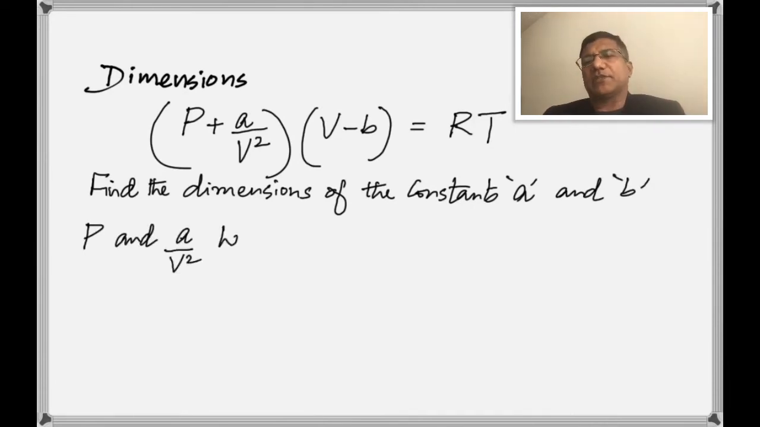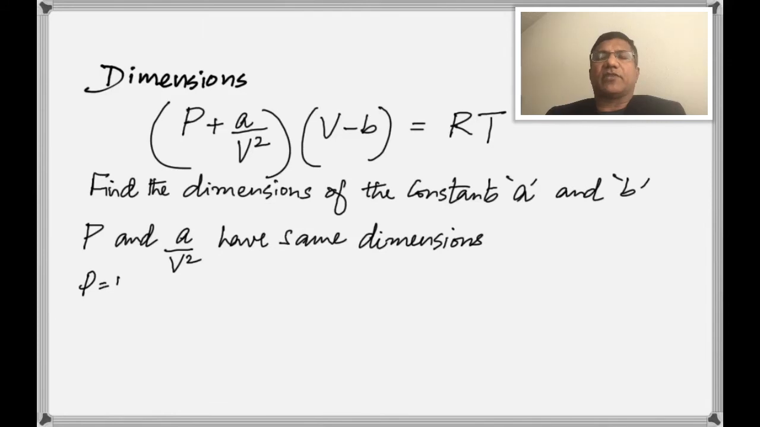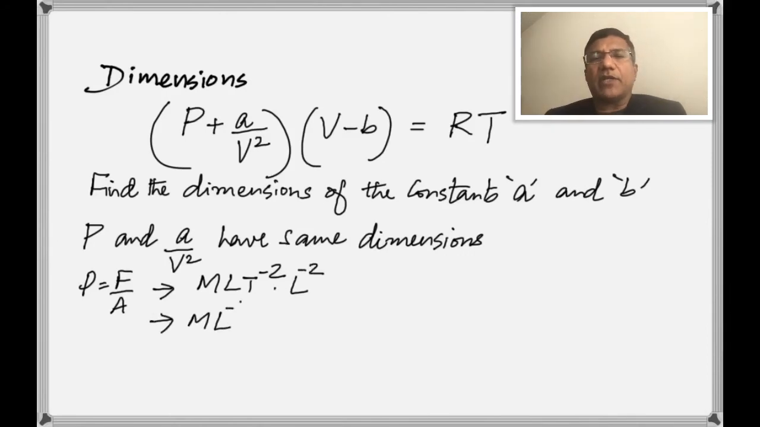All right, so we find the dimensions of A and B. And like I said, P and A by V squared should have the same dimension. Now, P is pressure. Pressure is force by area. Force is mass times acceleration. And so the dimensions of force are mass, and then acceleration is L T raised to minus 2. And area is, of course, L squared, which goes to the top, becomes L raised to minus 2. And therefore you have L to the power 1 and L raised to minus 2, so that's going to be L raised to minus 1, and then T raised to minus 2.